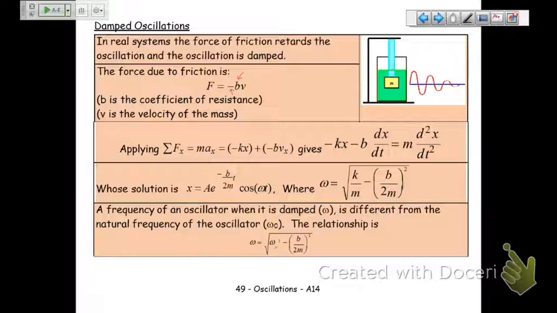So all I want you to know is that it's solvable. And then you can work out what the omega is for the situation, and what frequency this will be at. Will it be at the original frequency?